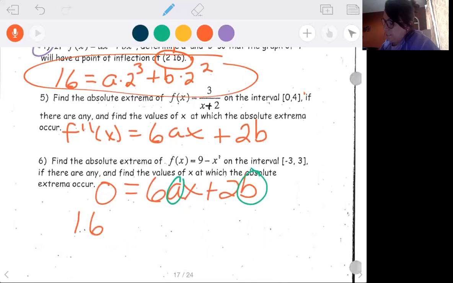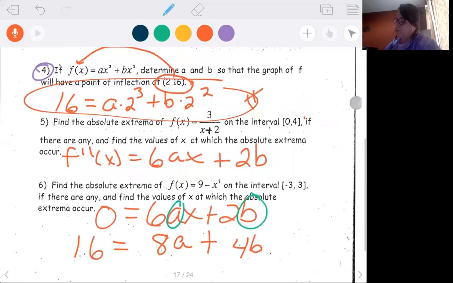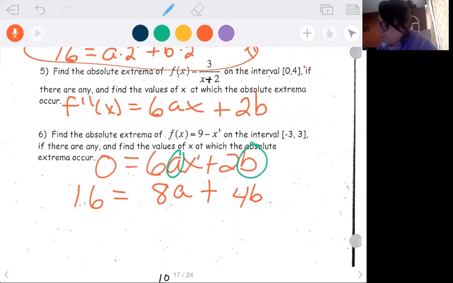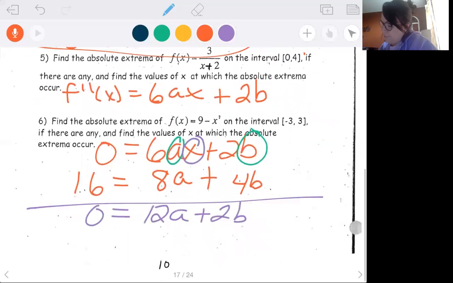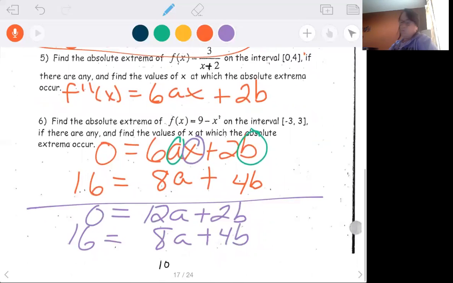You have 16 has to equal 8a plus 4b. And remember that the second derivative was equal to 0 at the point 2 comma 16. So I know that the x is 2 right here. So let's rewrite those nicely. We have 0 equal to 12a plus 2b. And we'd have 16 equaling 8a plus 4b. So this is what we need to solve.